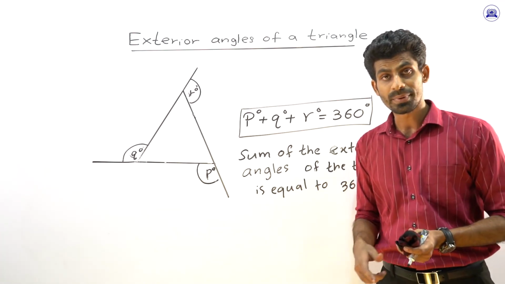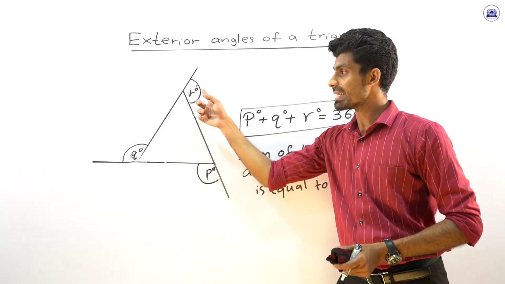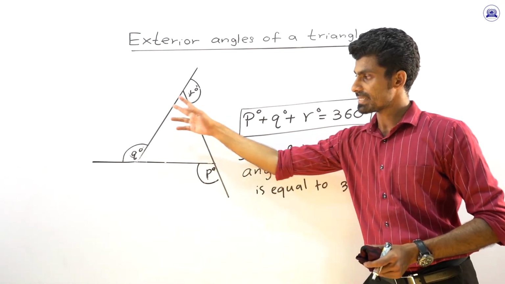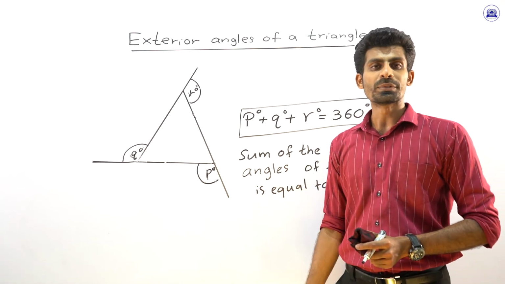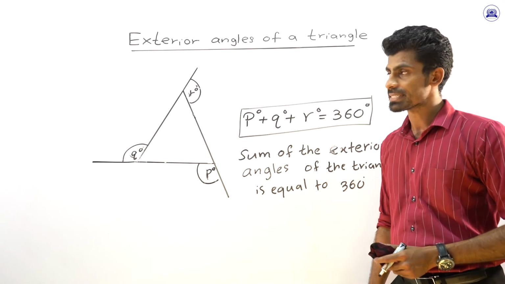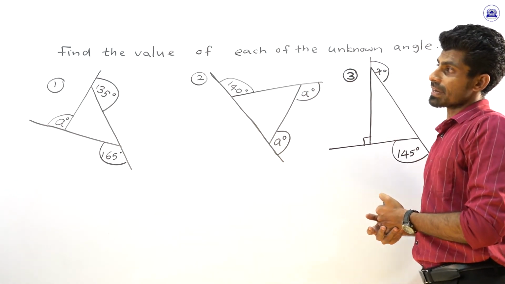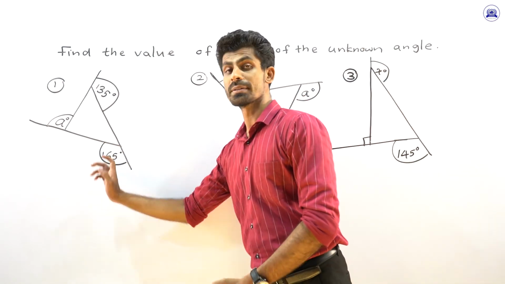A new theorem, right? That means the exterior angles, the summation of those exterior angles, equals 360. Let's quickly move to the question, then we can do a lot of questions regarding that. Find the value of each of the unknown angles. So you need to find the unknown angle.